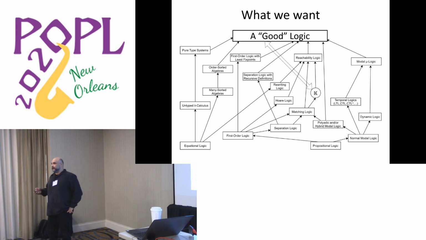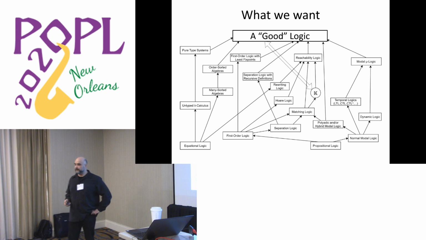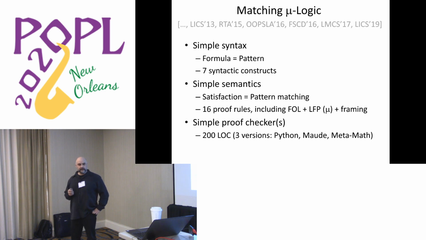Well, is that possible? We don't know. It's still a search, but I will tell you what we have so far, and so far it explains everything we need in the K framework. There could be limitations, obviously, like with everything else, but we'll see those when we get there. To give you a high-level overview, we call this logic matching mu logic.